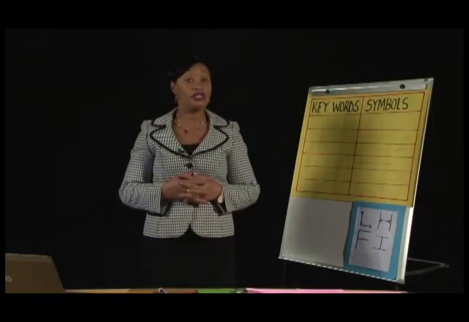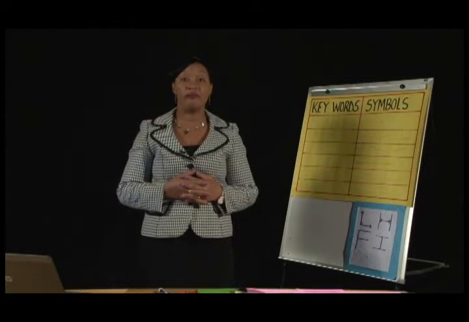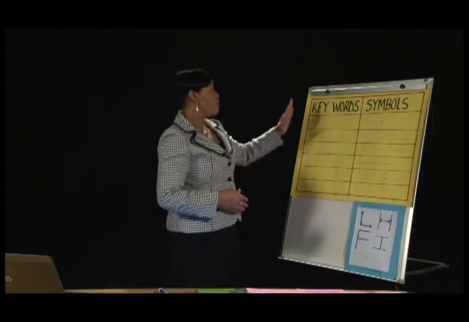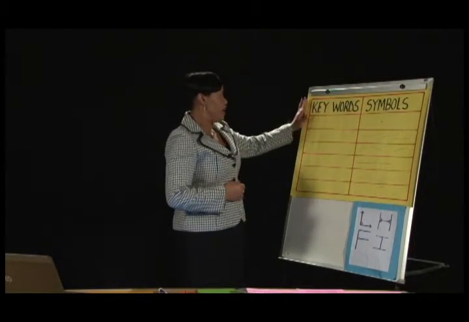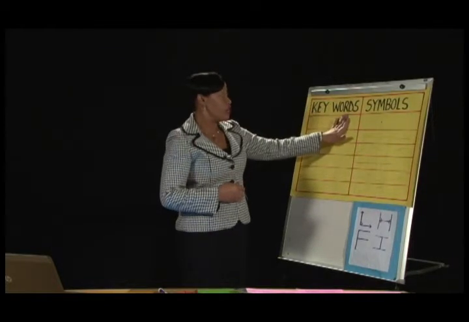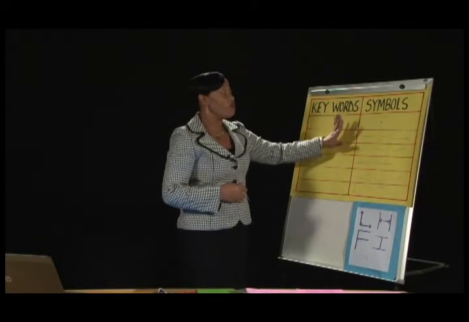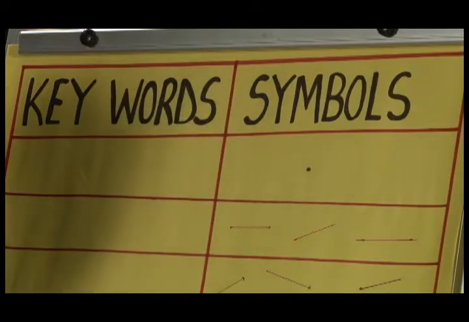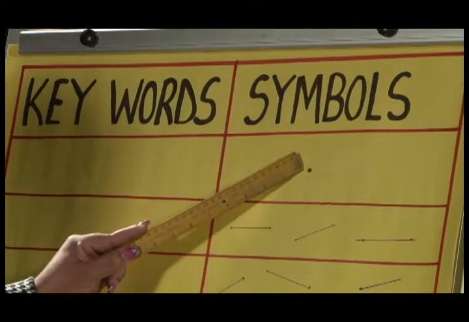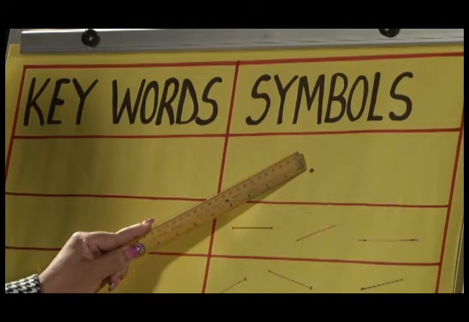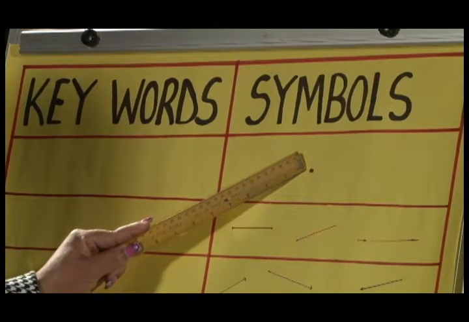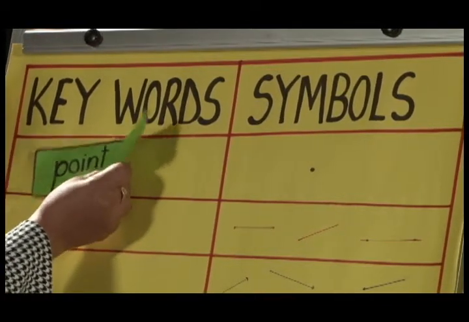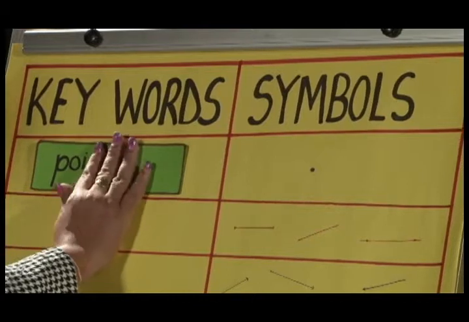Now that we have looked at all the terms for today, let's see if we can match these terms to the symbols. Over here on the board, we have on this section the keywords that we encountered in the lesson. Over here we have our symbols. Can you tell me what symbol this is? If you guessed a point, you are correct. So we're going to place the word point under the heading keywords.